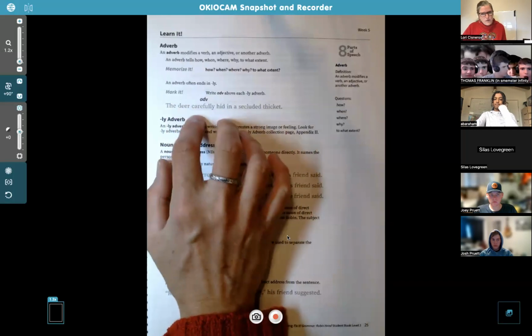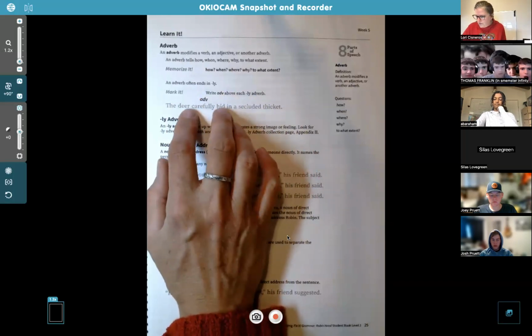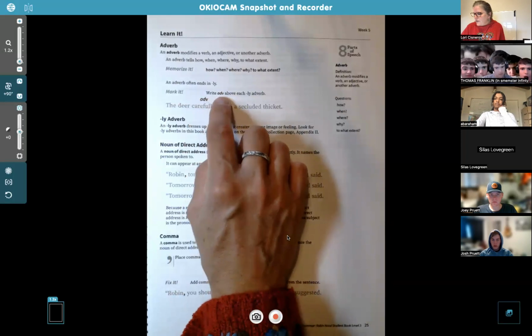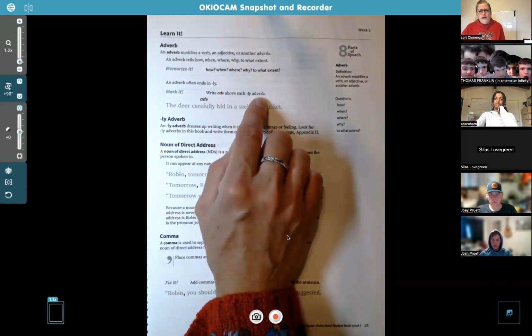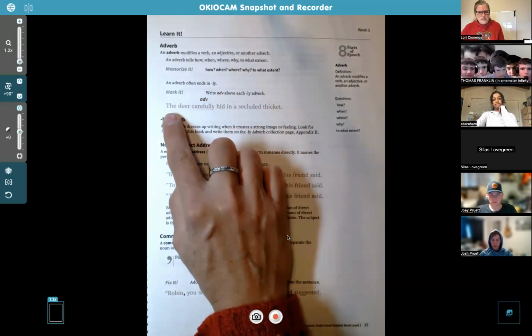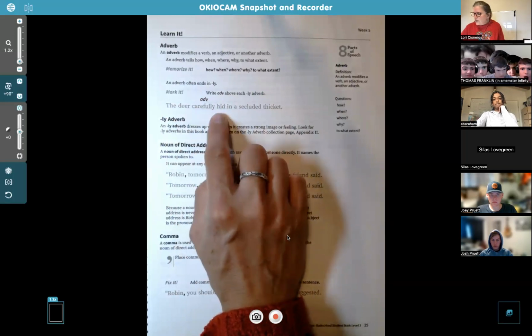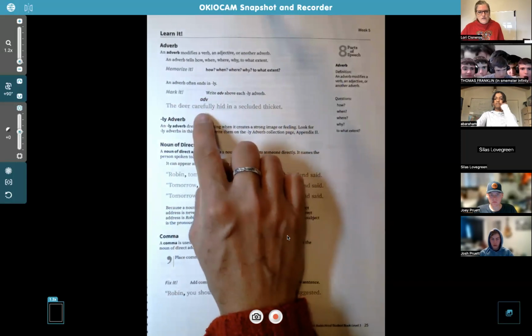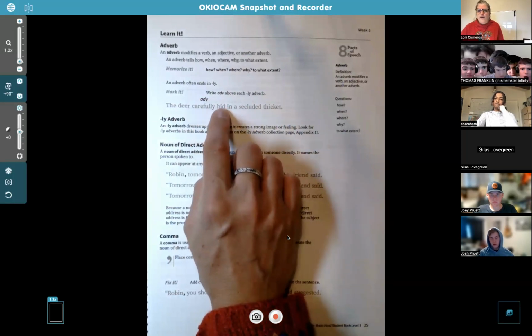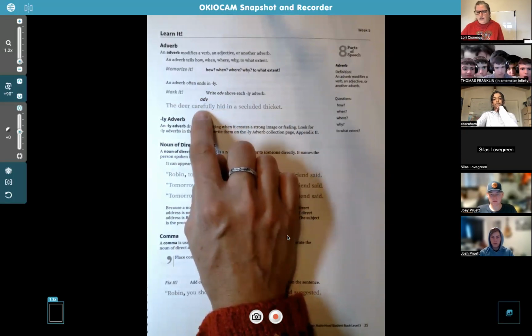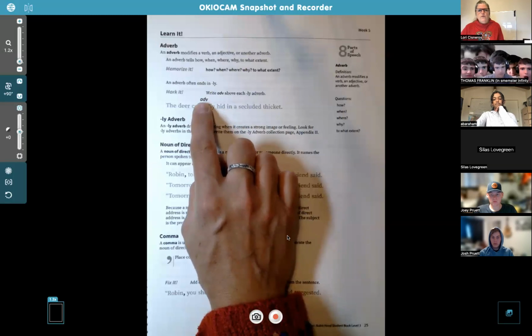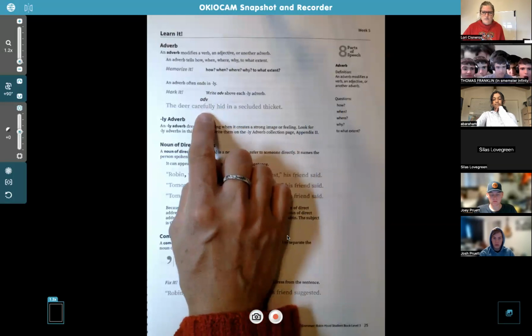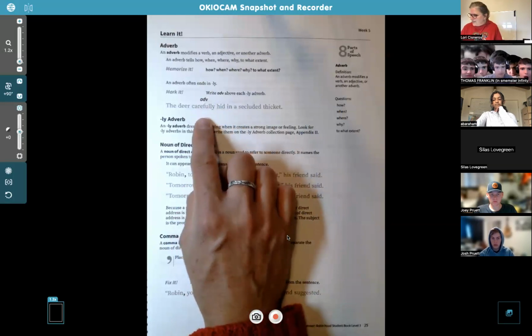But anyway, in this book, we're just identifying which ones are the adverbs. So it says write adv above each ly adverb. Here's your example sentence. The deer carefully hid in a secluded thicket. Carefully is describing how the deer hid, right? How did the deer hide? Carefully. So we're going to write adv for adverb above the word carefully. And it's pretty easy to spot when it has an ly on it.